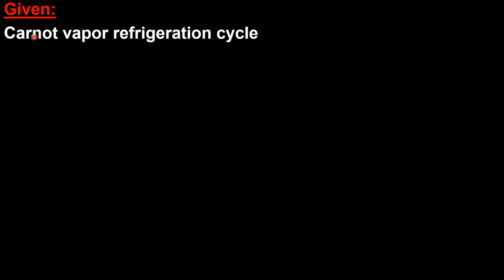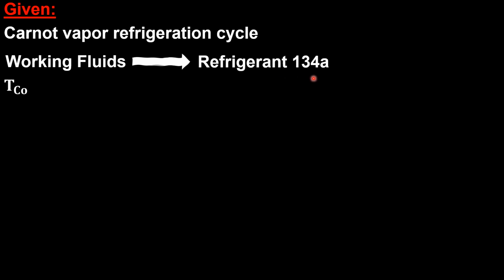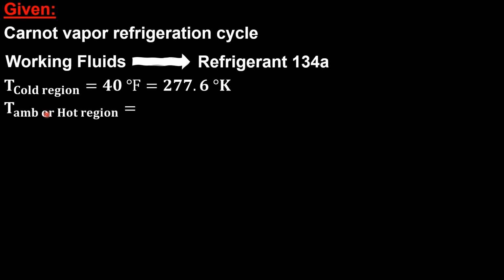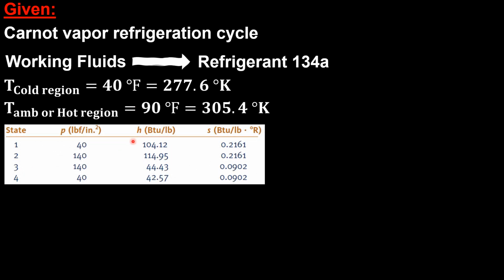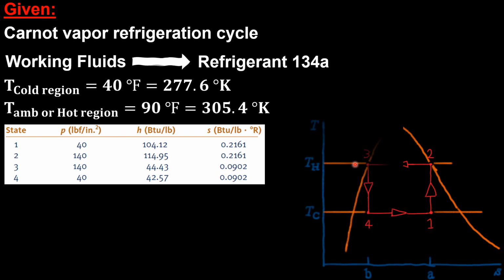So first thing, we are dealing with a Carnot vapor refrigeration cycle, and remember, it is an ideal cycle. The working fluid that we're dealing with is refrigerant R134a, and this refrigeration cycle operates between two regions, the cold region and the ambient or hot region. The cold region is at 40 degrees Fahrenheit and the hot region at 90 degrees Fahrenheit. So that's the working fluid temperatures. And here we are given this table. This is measurable data from a Carnot vapor refrigeration cycle, and this is the figure that the problem statement talked about, which is the temperature entropy diagram.